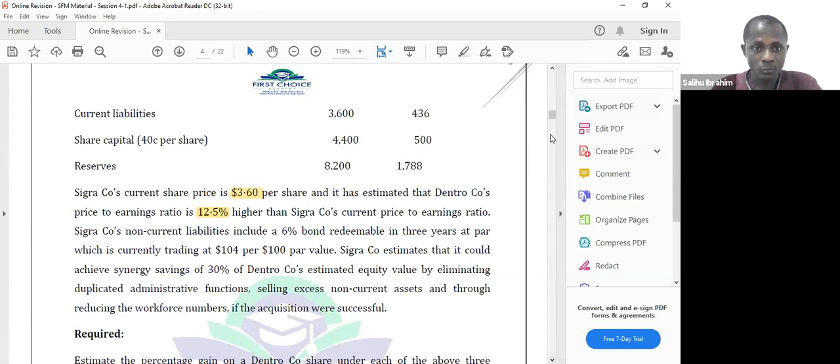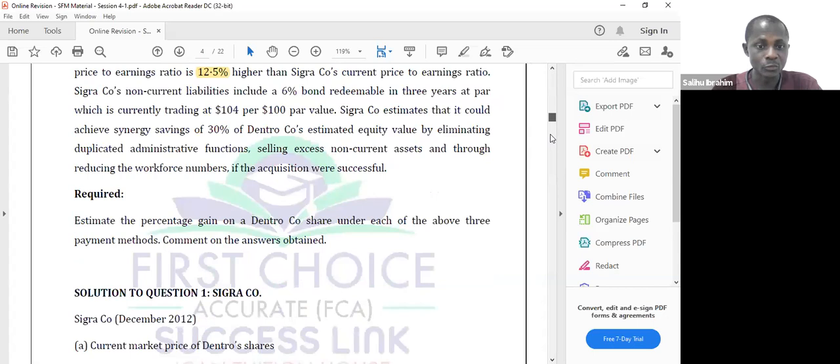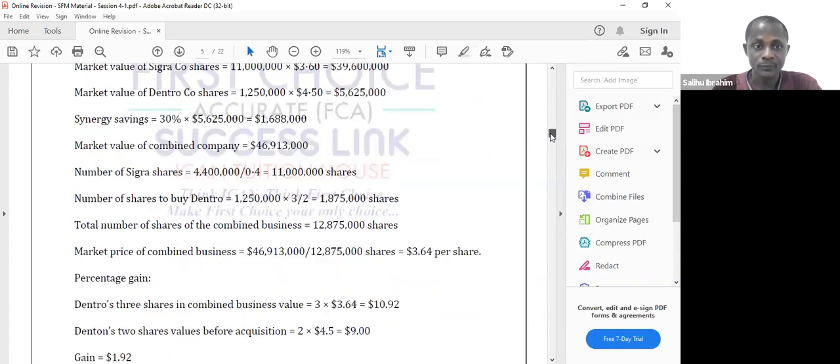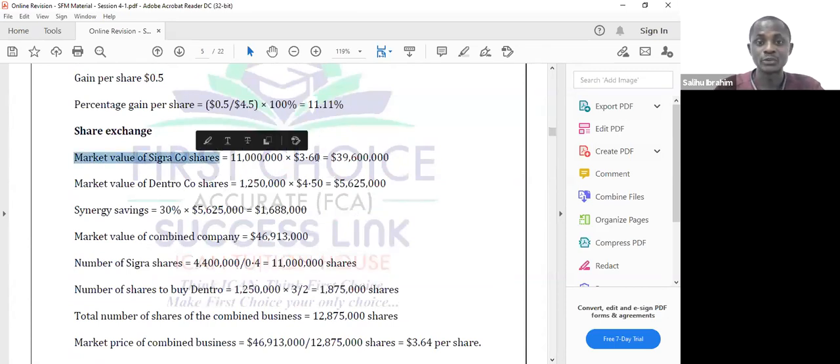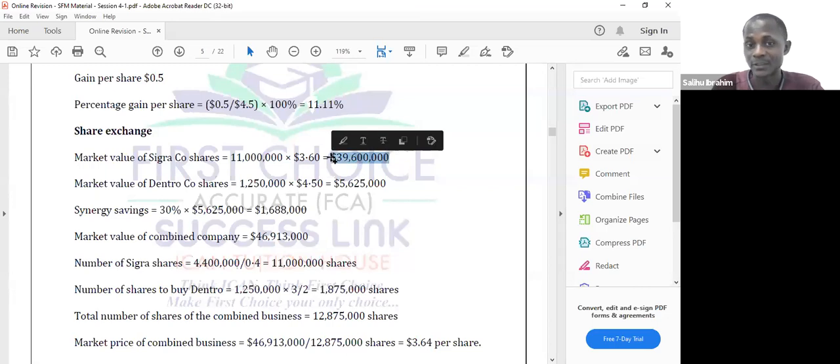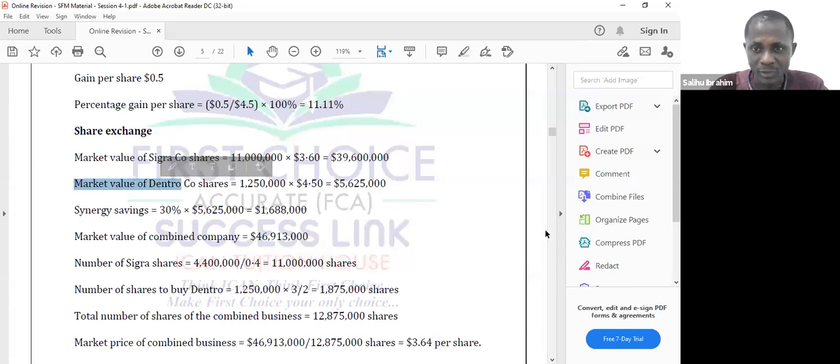So what we did there is that we used the total instead of per unit. You know the market value of Sigraco in total, because per unit is 3.6. When you multiply, you get 39,600. So it's still the same approach. You arrive at the same thing. Now, for the market value of Dentroco, we have jumped.